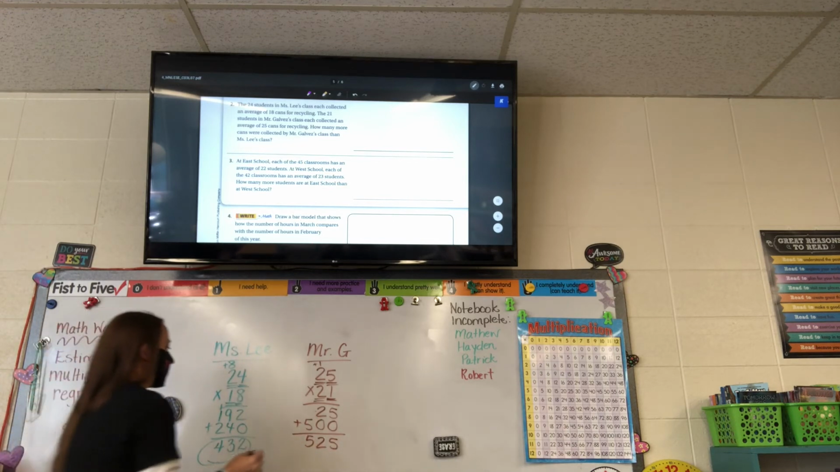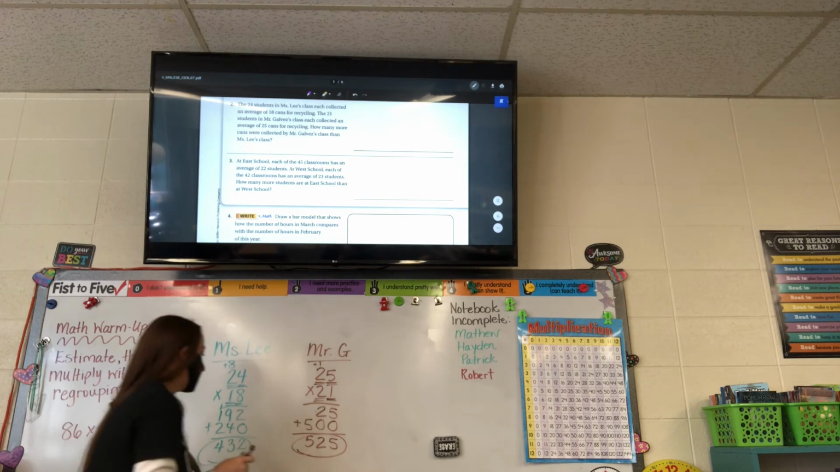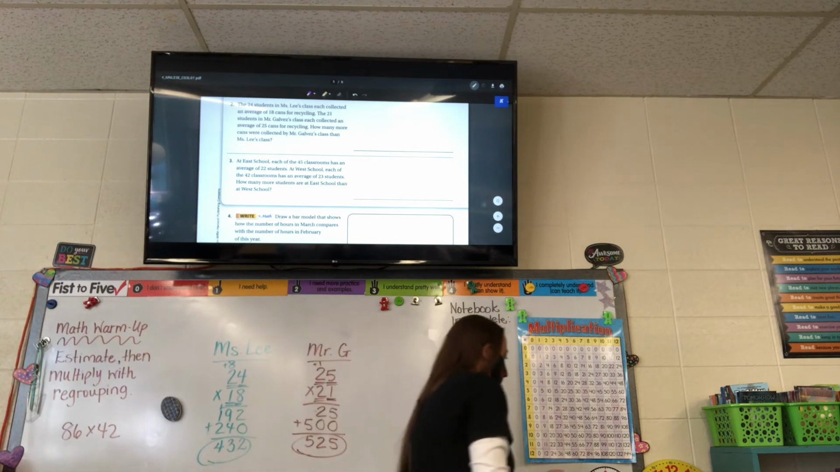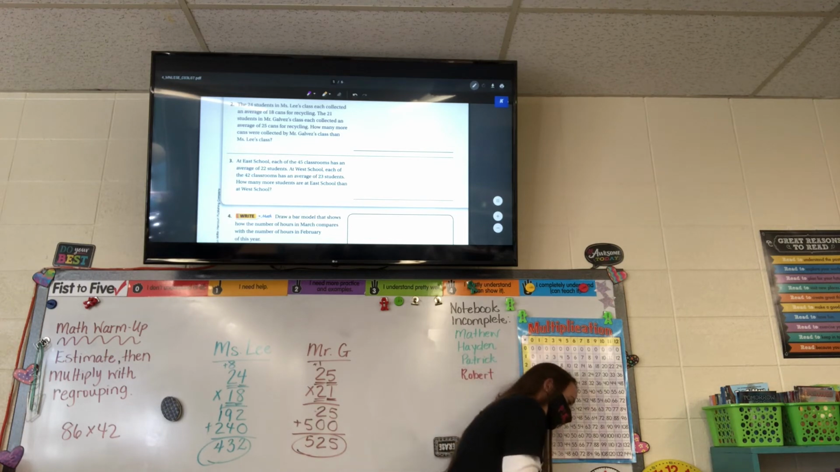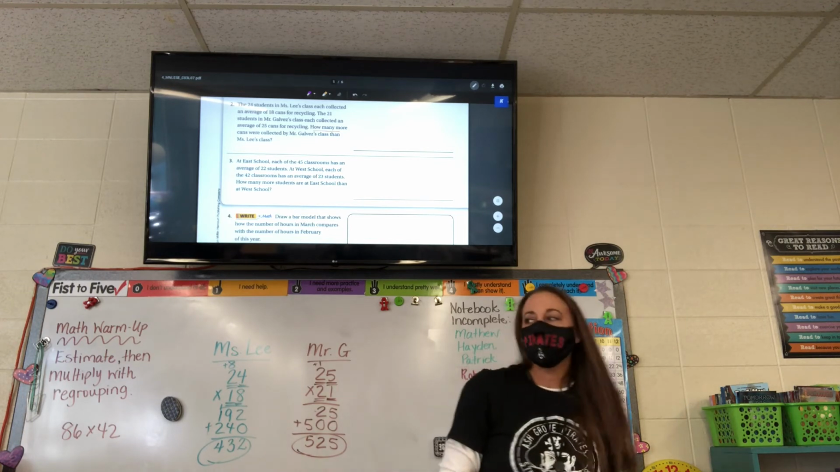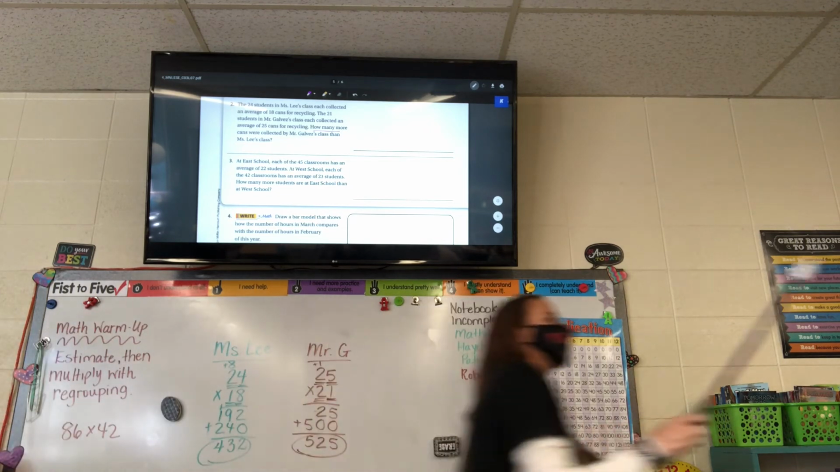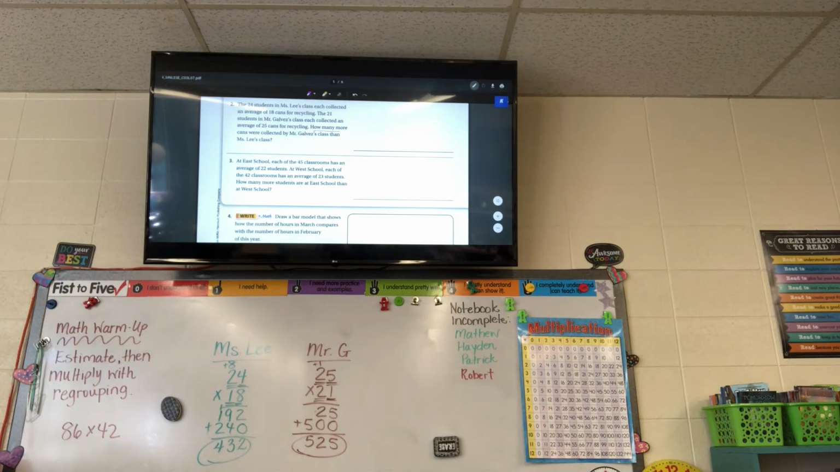So Mr. G's class got 525. Miss Lee's class got 432. And the question says how many more? How many more tells us to subtract, right? It's right over here on our word clues. How many more, subtraction.